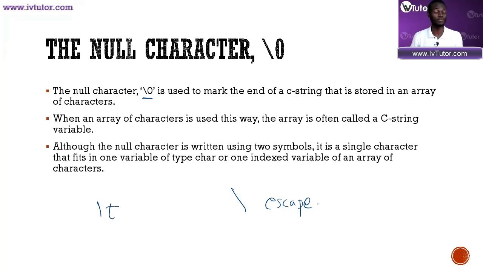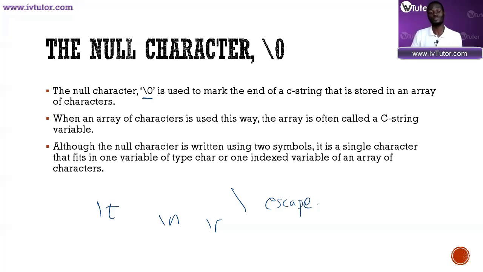Your backslash t represents a tab. Your backslash n represents the new line feed or the carriage return feed. So whenever you see the backslash followed by another character, it means those two characters have a special meaning. So it's called an escape character. In this case, we say that a backslash and a zero is referring to the null character.